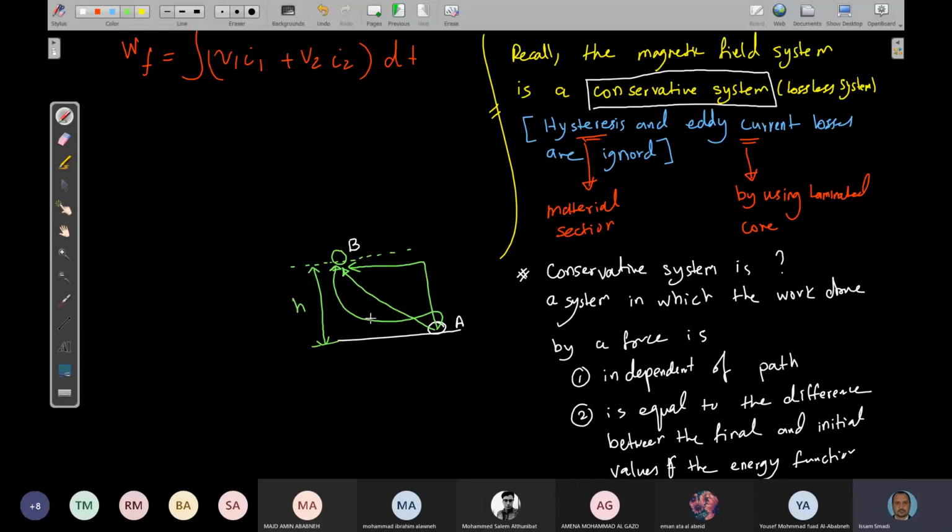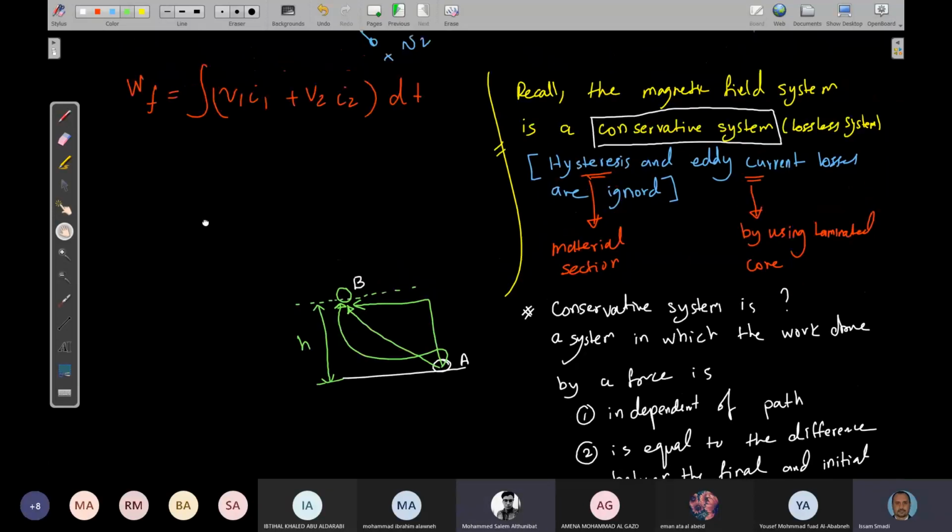What about a non-conservative system? Simply, it's very simple. Any system that contains losses, it's what? Heat matter. So any system consisting of losses such as frictional force, air drag, and so on, is a non-conservative system.